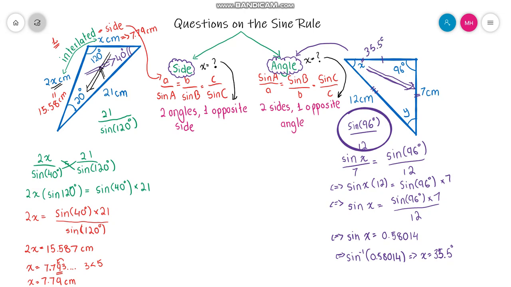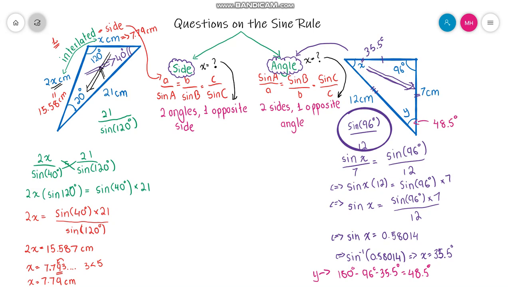We know one angle. Now since we know two angles in the triangle, we can work out the third one: y will be equal to 180 minus 96 degrees minus 35.5 degrees, which is equal to 48.5. And there you go, you have solved the whole question. You have found out both the variables.